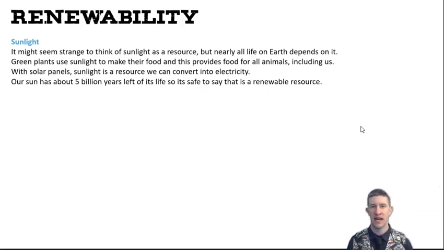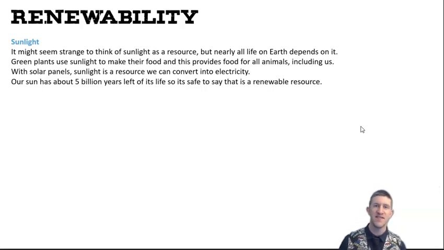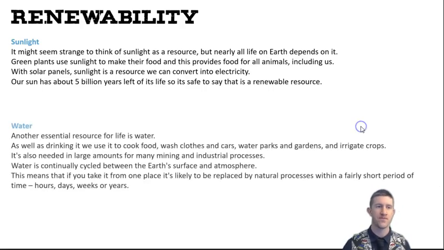With solar panels, which we'll talk about in a later section, sunlight becomes a resource that we convert into electricity. The sun has about 5 billion years left, so it's safe to say that that is renewable. The sun is not going to run out in our lifetime, in the next lifetime, in 50 lifetimes from then. So this would definitely be a renewable source.